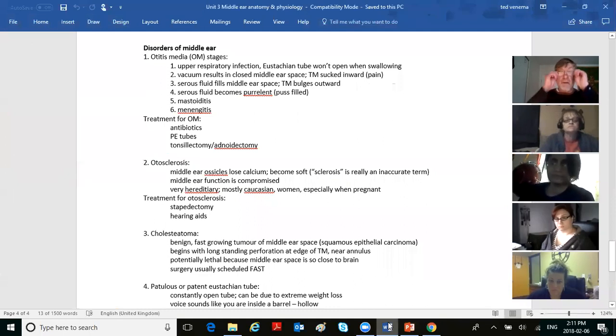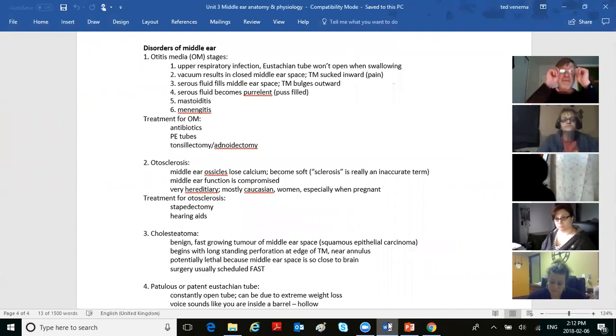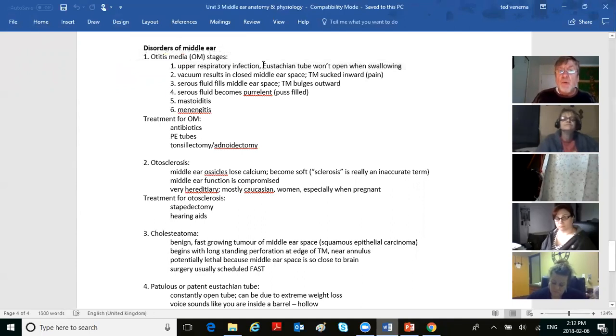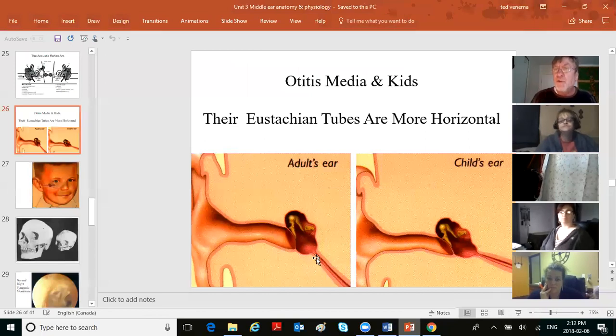So otitis media begins in stages, like chapters of a book. Chapter 1, sore throat, upper respiratory infection. Now your tonsils are swollen. And now your eustachian tubes won't open when you swallow. Remember we always said eustachian tubes are kind of like government offices, closed unless forced open. So eustachian tubes are normally closed, and they open when you yawn, they open when you swallow, they open if you blow your nose real hard. And they're supposed to.